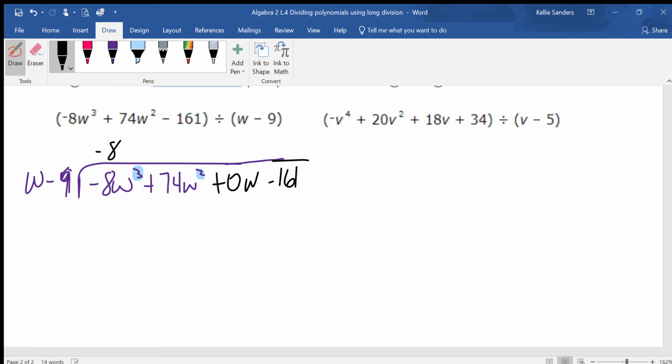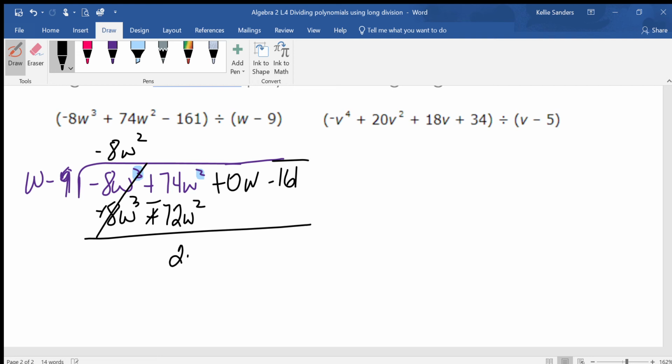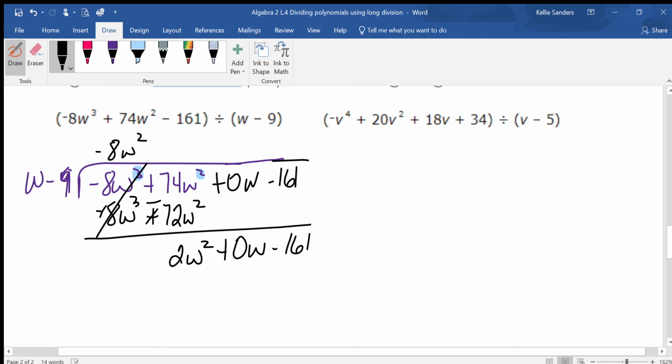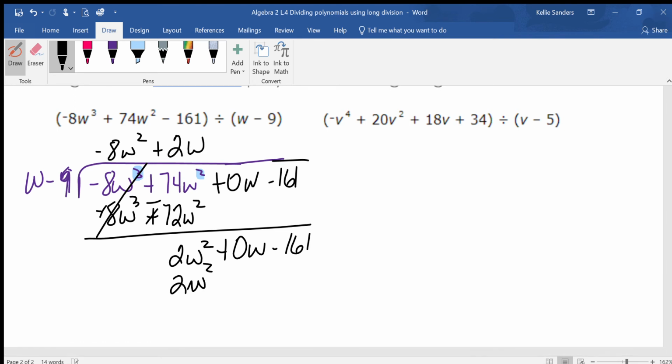So negative 8w squared, negative 8w to the third, negative times negative is a positive 72w squared. Draw your line, change your signs, those go away. 74 minus 72 is 2. Bring everything down. Start all over. W times what is 2w squared? A 2w. 2w times w is 2w squared. 2w times negative 9 is negative 18w.